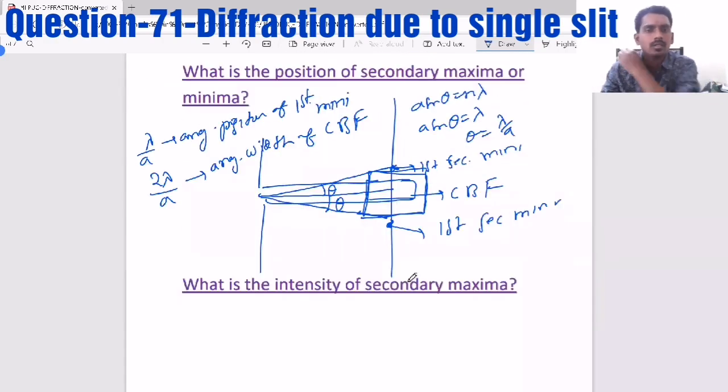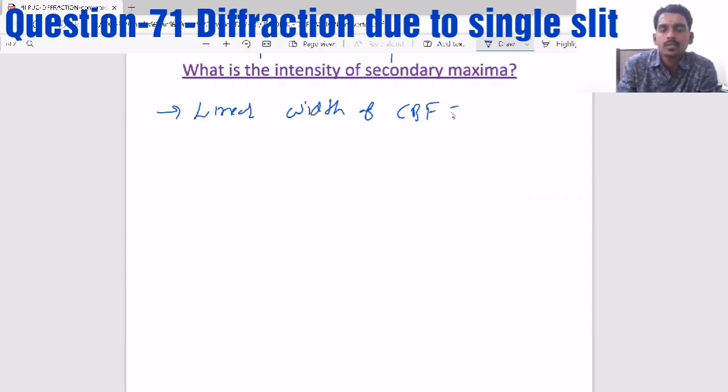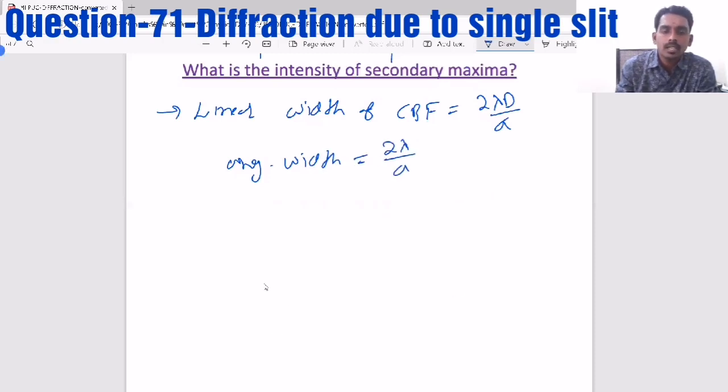So they can ask questions based on the linear or angular width of the central maxima. The linear width of the central bright fringe equals 2 lambda D by a, and the angular width is 2 lambda by a.